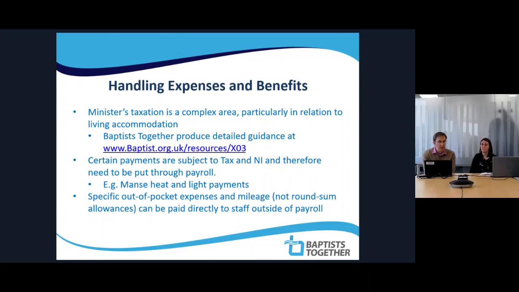But payments for round sum expenses generally need to go through payroll and be taxed, which isn't necessarily the most efficient way of sorting those out. You can put mileage expenses on a payslip and just not subject them to tax and national insurance, but it's often easier just to deal with that directly. Anything else really does need to go through payroll. And if you're not sure, just double check. That's the best advice I can give, because it is quite complex. So, if you're not sure, double check, have a look at the handouts, and then make your decision based on that.